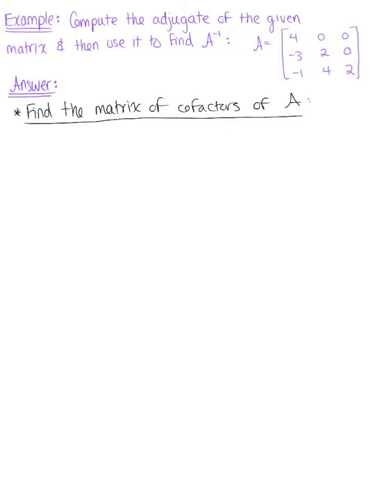And since A is a 3 by 3, our matrix of cofactors will also be a 3 by 3. So we're going to need to use that cofactor formula to find each one of these entries. And then we'll take the transpose of it to attain the adjugate.